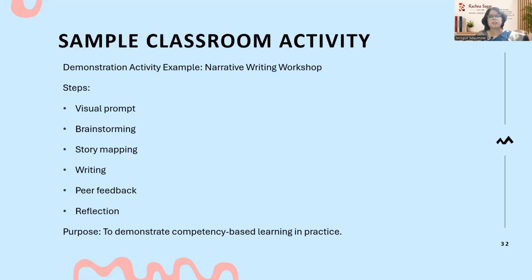And the fourth step is writing. Students independently write their narratives, their ideas generated during the brainstorming and story mapping. So whatever ideas they are getting, they are writing it. The fifth step is feedback. Feedback is very, very important, right? I believe if you give me my feedback, it will be very helpful so that I can cover those areas also which I have left today.